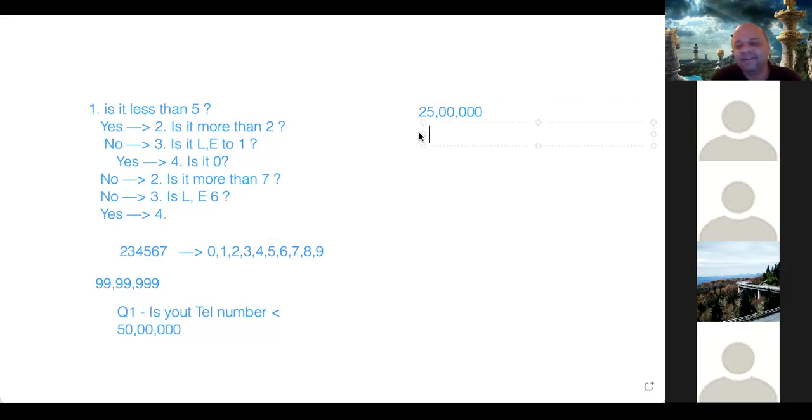The third question, it will be 12,50,000 possibilities. Let me just draw. If he answers less than 50 lakh, then I will ask him, is it less than 25 lakh? Or if he says no, the telephone number is greater than 50 lakh, then I will ask, is it greater than 75 lakh? So I will always divide whatever remains into 2 equal halves and ask the question.